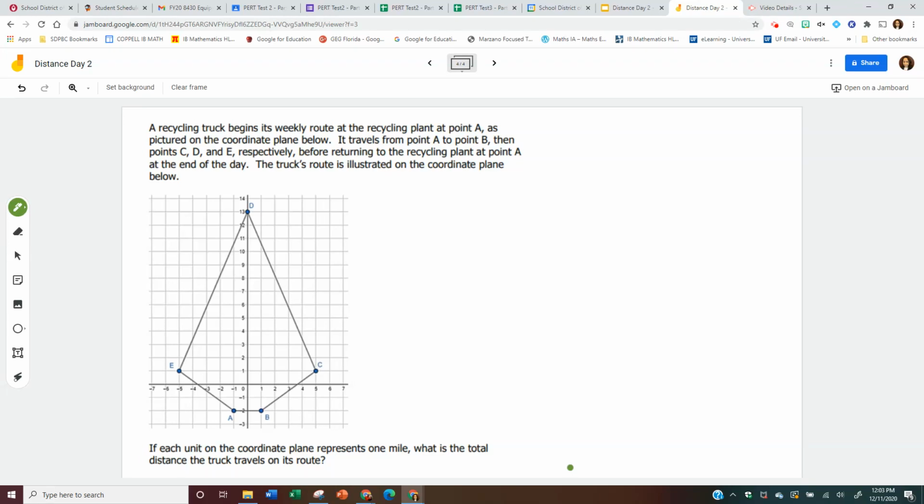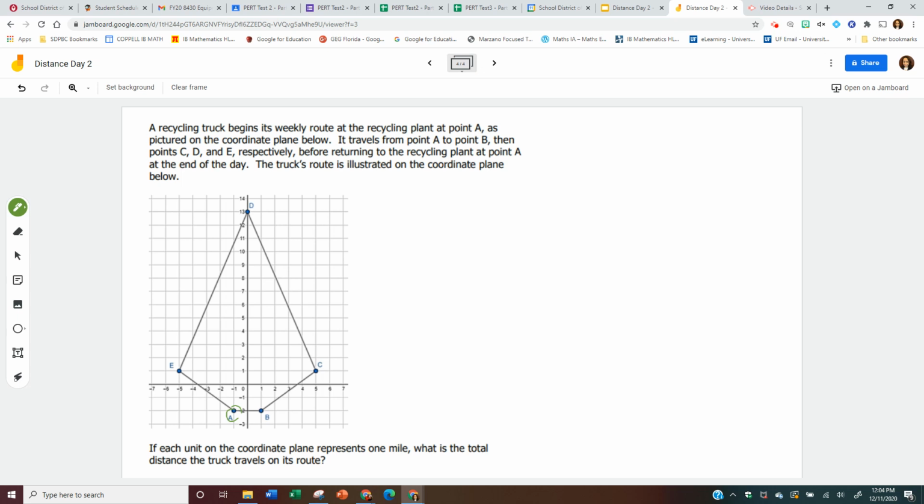Hi everyone, let's finish up this little lesson on distance. You'll notice that a lot of these problems, because they're SAT, ACT type of problems, include more words, right? And so we want to always read and not just look at the picture, so we're not assuming what it's asking us to do. So it's saying that a recycling truck begins its weekly route at the recycling plant at point A. So this is where it starts, right, at point A.